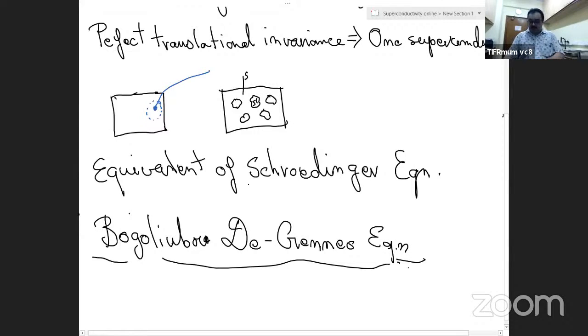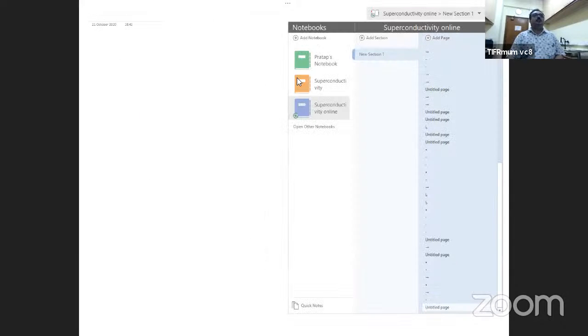All right. So let's get started. Let me start from a new page. Bogoliubov-de Gennes is normally written as BdG, and these are known as the BdG equations. So let us start from the beginning.